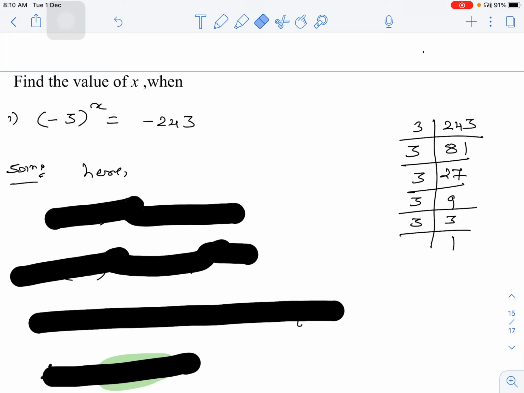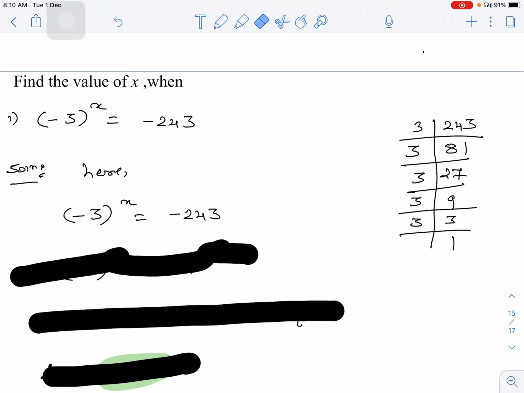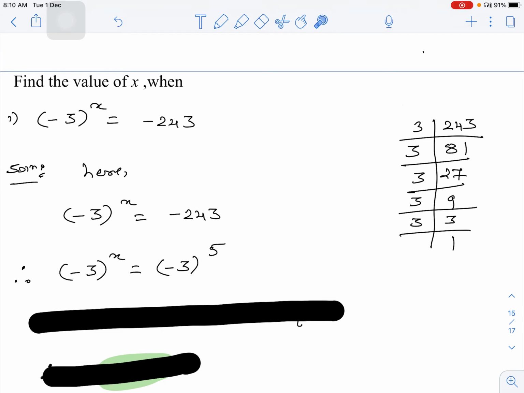Okay, so what we will get, now in the next step, this minus 243 can be written as minus 3 into minus 3 into minus 3 into minus 3 into minus 3. So minus 3 is how many times? 5 times. So we will write it as minus 3 raised to x equals minus 3 raised to 5. Why this 5? Because 3 is multiplying itself 5 times.